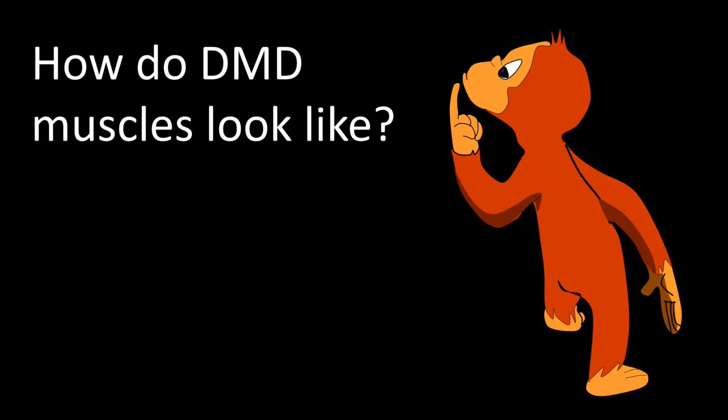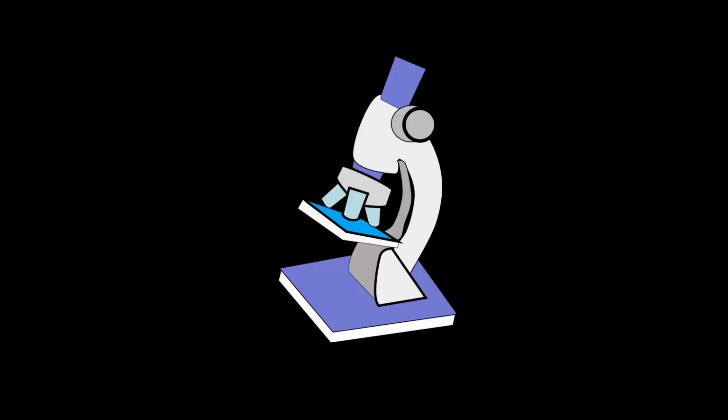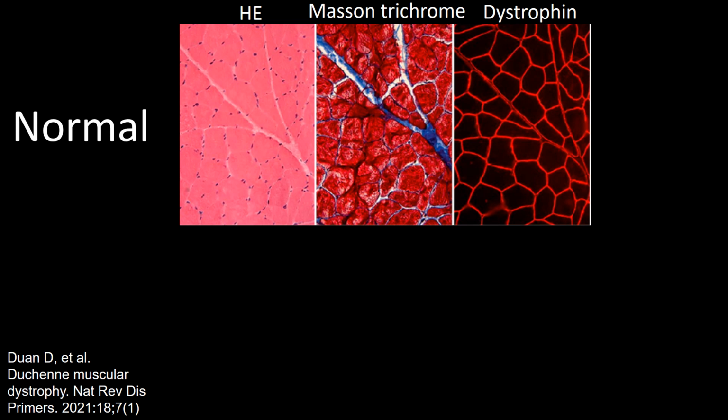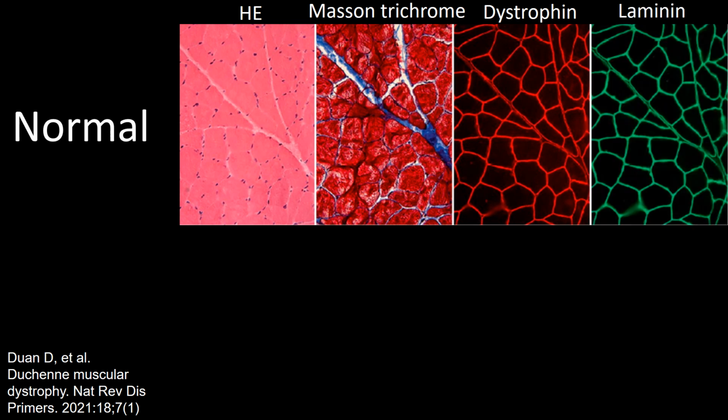How does DMD muscle look? Under light microscopy, normal muscle stained with H&E has the characteristics we described earlier on. Stained with trichrome, thin strands of collagen are clearly seen. Using dystrophin stain, we see a well-organized reticular pattern. And using laminin stain, the organization is preserved.